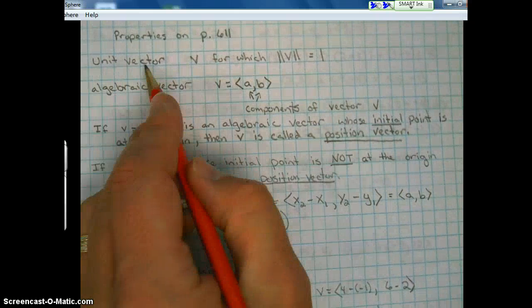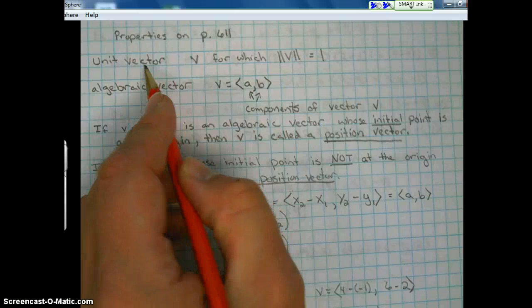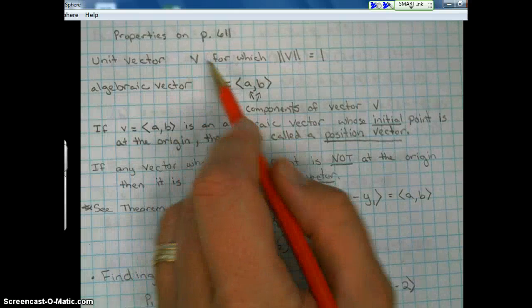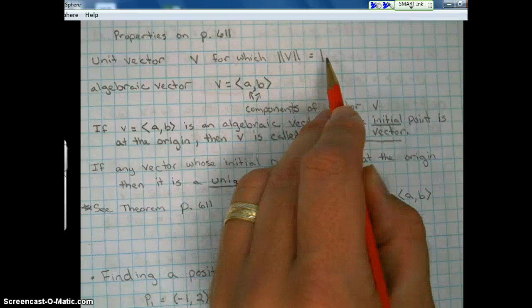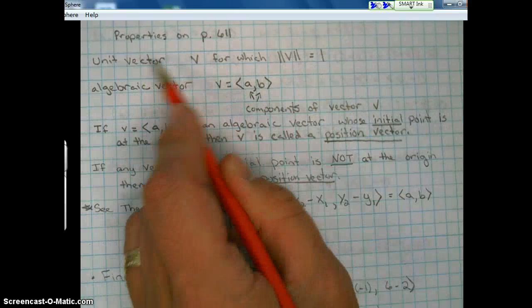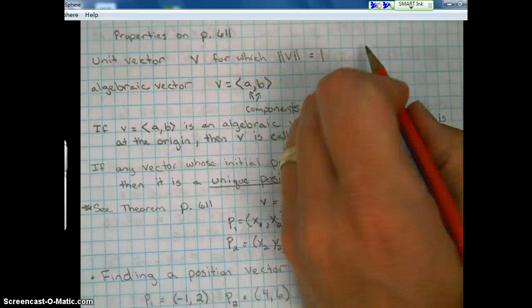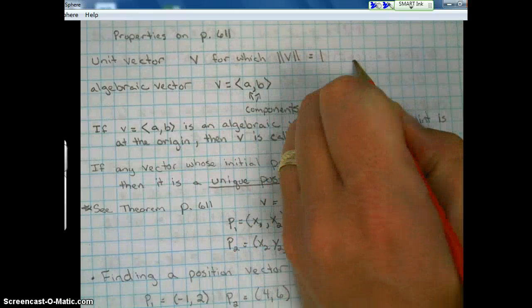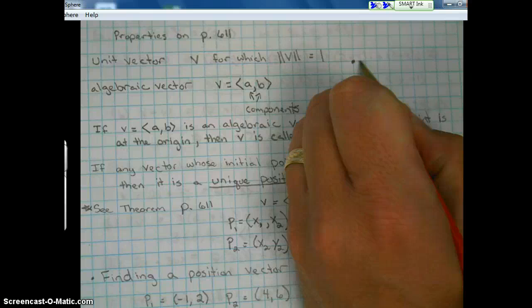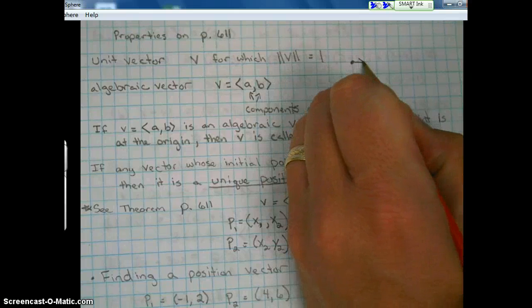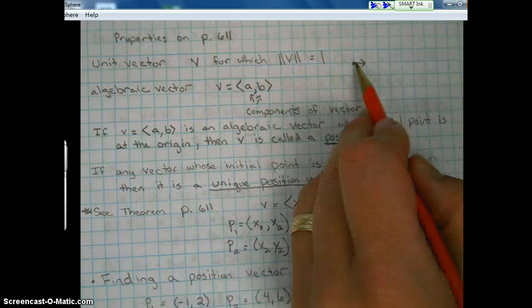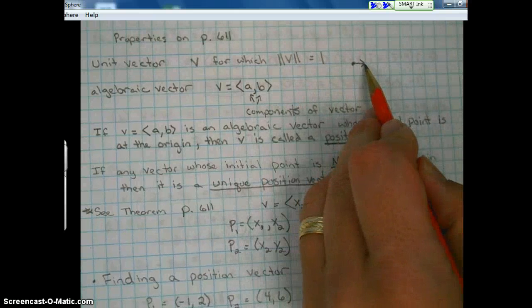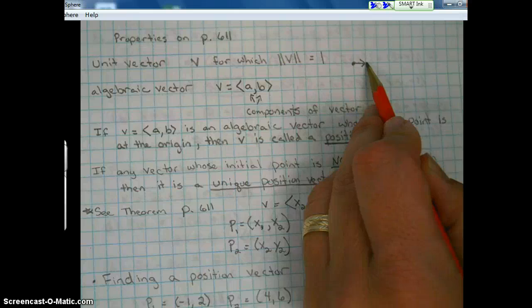Okay, unit vector. That is a vector V for which the magnitude of vector V is 1. That's a unit vector, okay? If this is 1 unit, I guess you could say that's a unit vector because it's 1 unit long. Okay, the magnitude is 1.